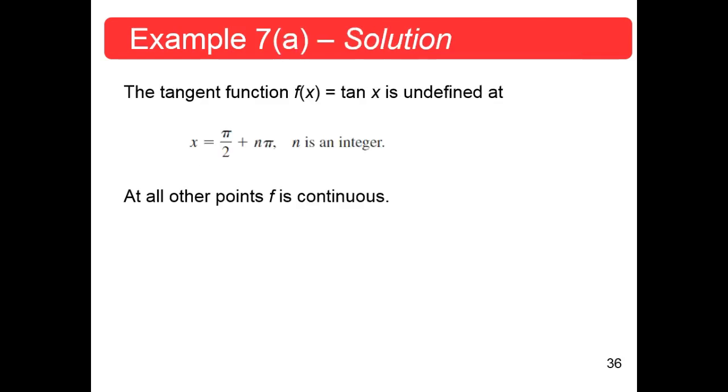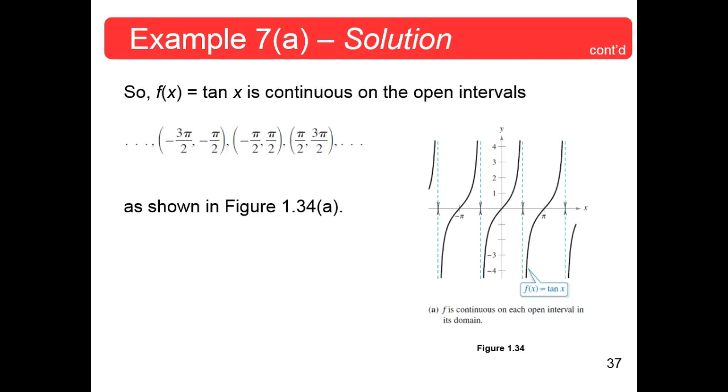Okay, first one, the A one, the tangent function is undefined at all the half pi's. At all other points it is continuous. And here's the graph of that. At the half pi's, not defined, not defined, not defined, not defined.